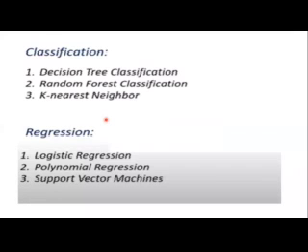Apart from this, classification consists of algorithms like decision tree classification, random forest classification, and k-nearest neighbors. The next one is regression. It comes with some algorithms like logistic regression, polynomial regression, and support vector machines. This is a short introduction to supervised learning.